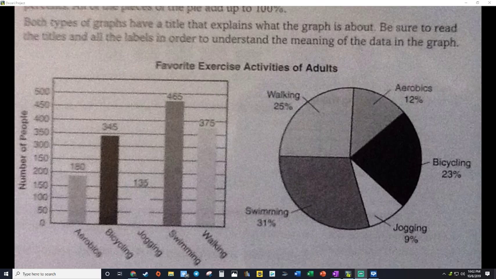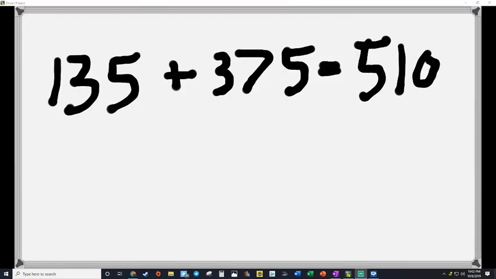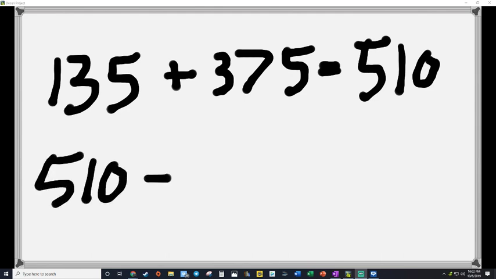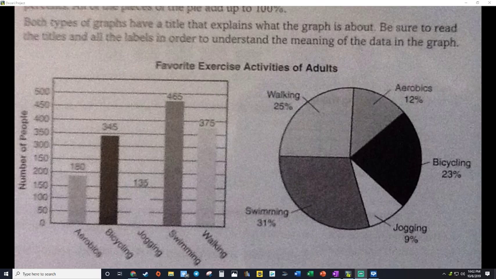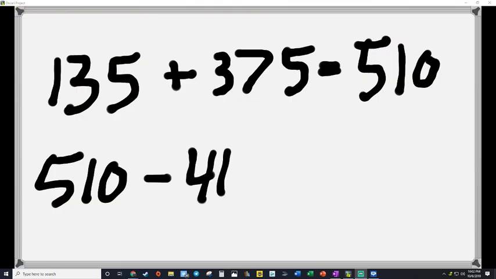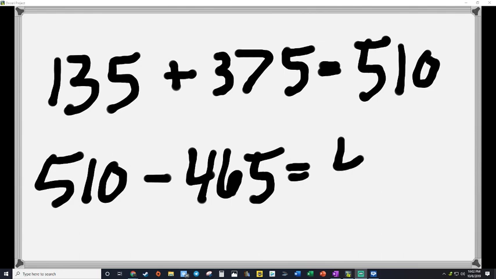Now what we've got to do is subtract the number of people who prefer swimming from the total we just got here. So jogging and walking total was 510. Swimming was 465. Once we subtract those two numbers, it comes out to being 45 people. So to answer the question, 45 more people preferred walking or jogging compared to swimming. That is our answer right here.